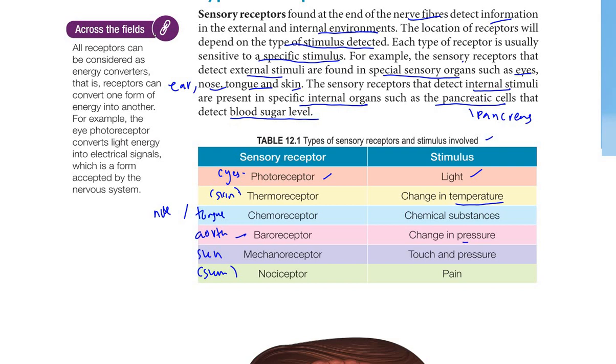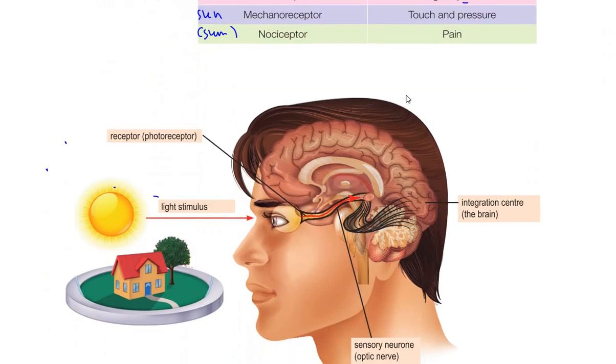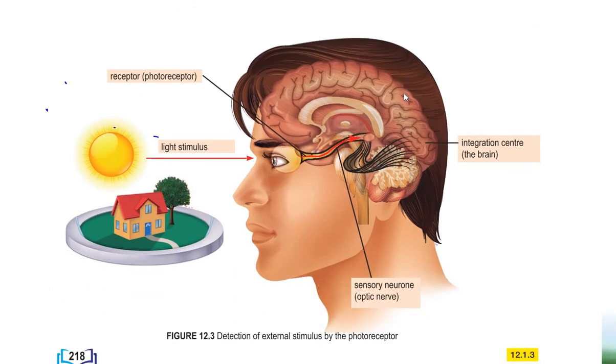So maybe in the exam later, the question will give you the name of the sensory receptor, then you have to identify the stimulus detected. So you must remember the types of sensory receptors and stimulus involved. So for example, we have here an external stimulus.